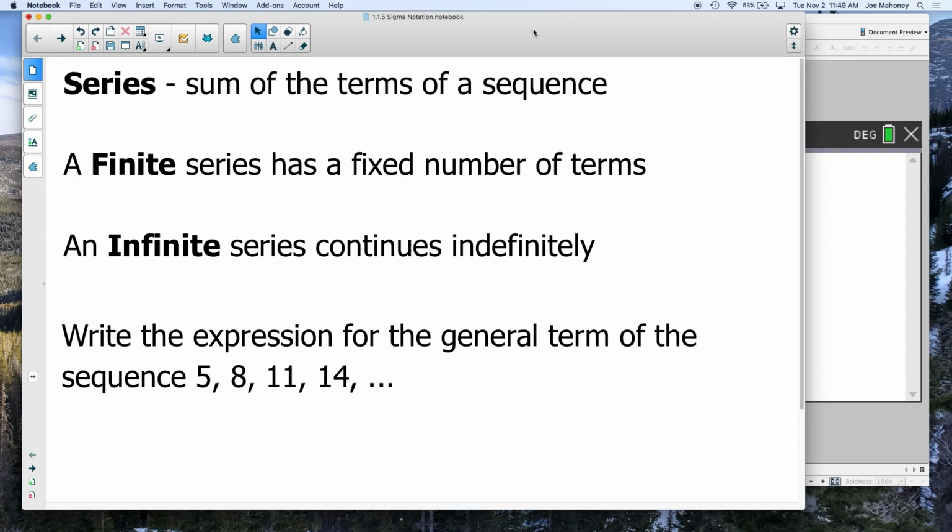So to begin our study of series, let's first start by writing the expression for the general term of this sequence. So if you look at the sequence, it goes from 5 to 8 to 11. It looks like it's going up by adding 3 each time. So that's an arithmetic sequence. So I know an arithmetic sequence is going to start at 5. And then because it goes up by 3, the first term is 5 plus 3 times 0. The next term is 5 plus 3 times 1, and you might remember this from yesterday's work.